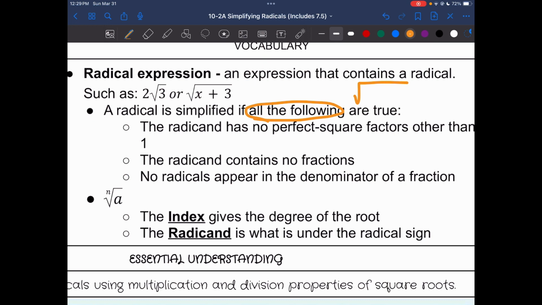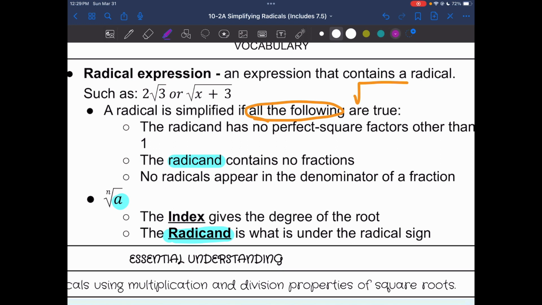Okay, so I used a vocab word there that we haven't been introduced to yet, and it is radicand. So the radicand is what is under the radical sign. When we're looking at that, it's this piece underneath the radical symbol. So a radicand, the piece under the radical, can contain no fractions when we are simplified.